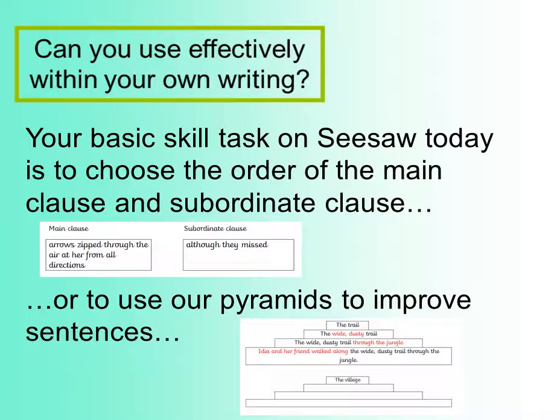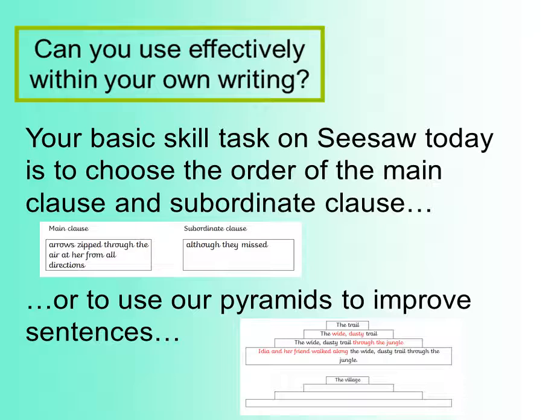So your basic skill task on Seesaw today is either a task to choose the order of the main clause and the subordinate clause, like we did at the beginning of this session. So you will have a list of main clauses and subordinate clauses. I've already matched them up so they go really well together. You don't have to mix and match them, but you have to decide which you're going to write first. Now remember, whichever one you write first is the one that has to begin with a capital letter. And if you start with the subordinate clause, you've got to remember to put a comma after it. If the subordinate clause comes at the beginning of the sentence, that clause needs a comma after it.